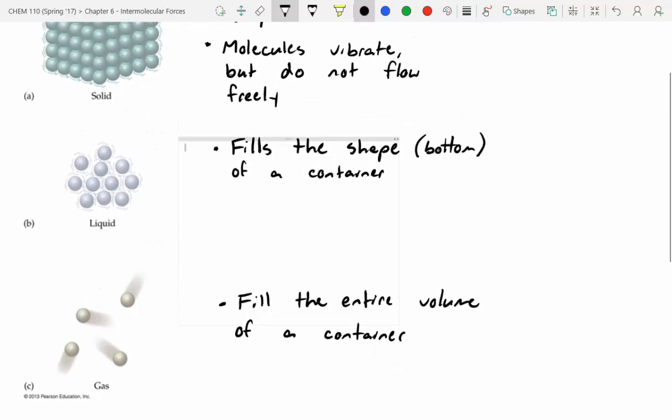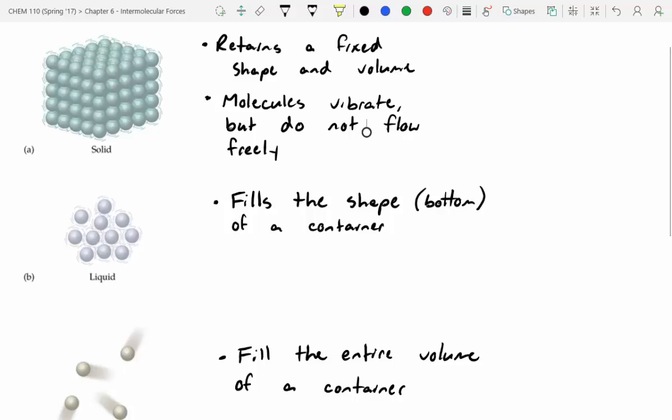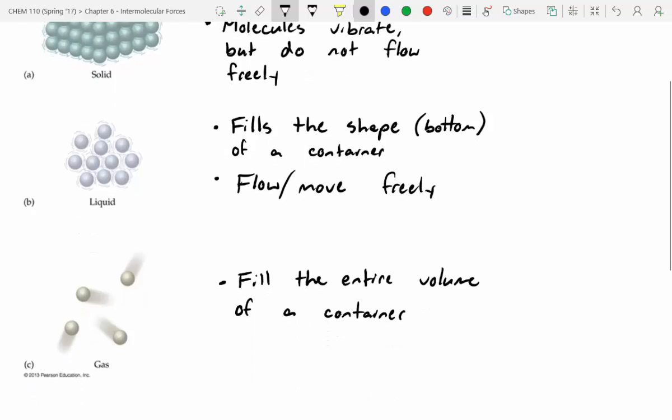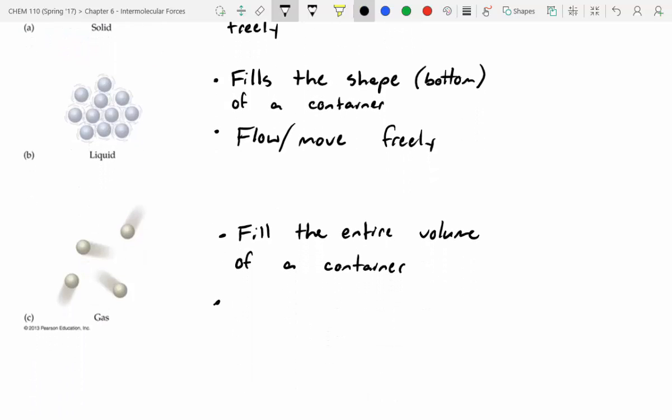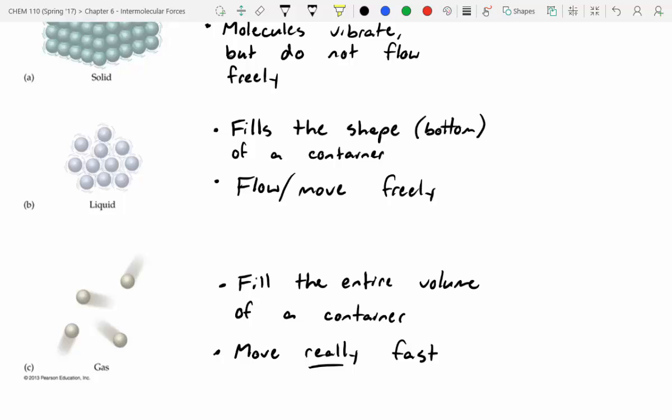All right, so if we look at all three of these, we said that solids vibrate, liquids tend to flow or move freely. And then when we get down to a gas, these move really fast. So really the big difference between a solid and a liquid and a gas is how quickly they move. A solid just vibrates a little bit, a liquid moves around, and a gas zooms around as a pretty general rule.